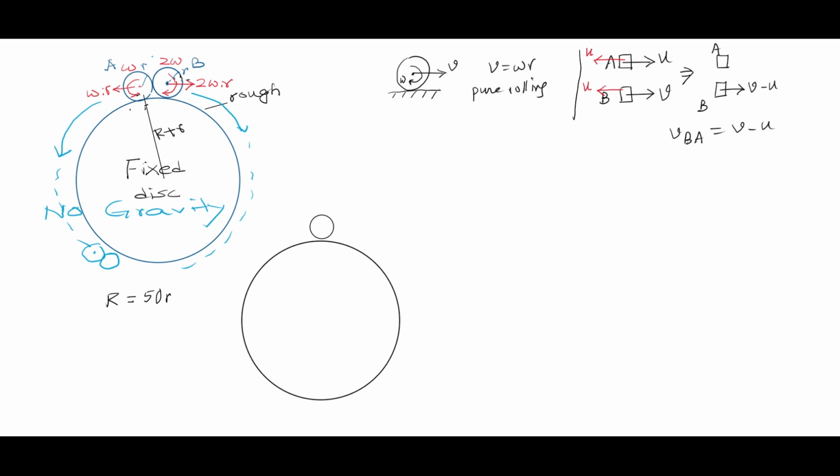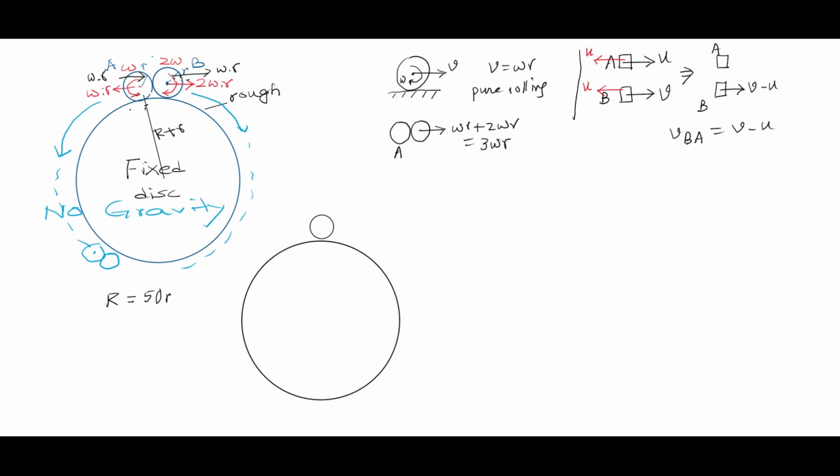We'll apply the same technique here to make A stationary. We'll apply an opposite vector. I will apply omega into R on A, and I will apply the same on B. So this is omega into R. This is also omega into R, and we'll now study the result. Disk A has come to rest, and disk B is now moving with a velocity of omega R plus 2 omega R, that is 3 omega R.